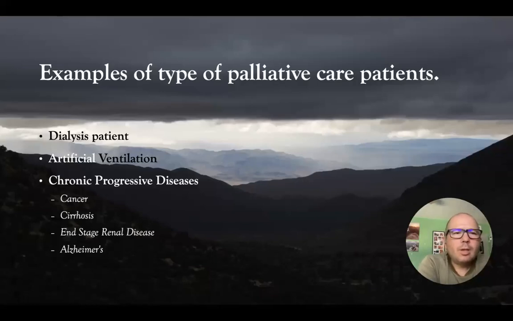In this slide, we have some examples of types of palliative care patients. We have dialysis patients, any patient who's on artificial ventilation. We have chronic progressive diseases, patients who suffer from diseases like cancer, cirrhosis, end-stage renal disease, and Alzheimer's. As I mentioned earlier, we are living longer. The population is aging, and unfortunately, Alzheimer's disease is going to be very prevalent. Those are some of the examples of patients that would fall under palliative care.